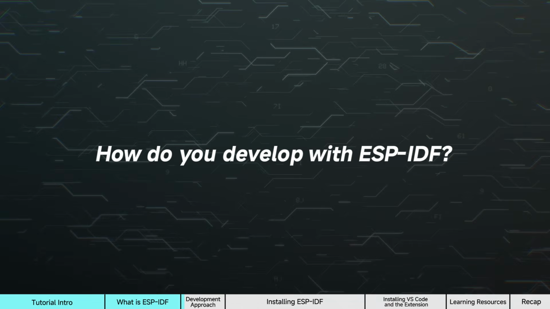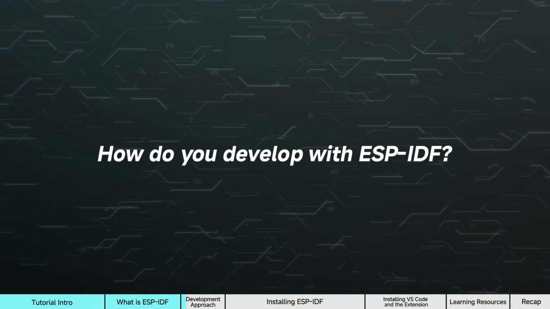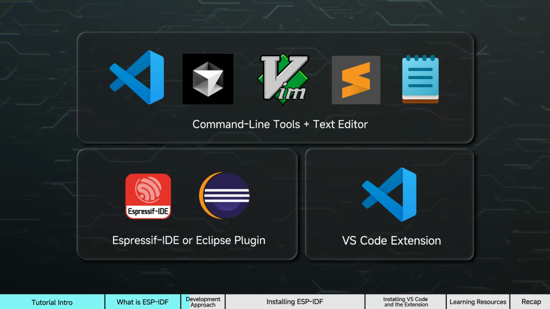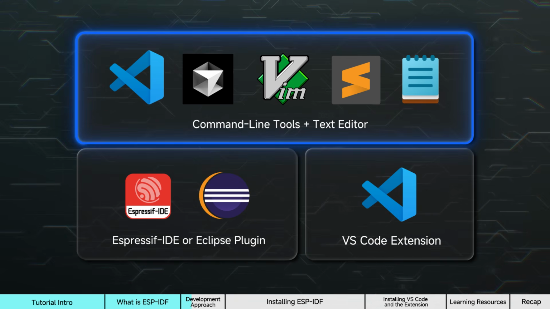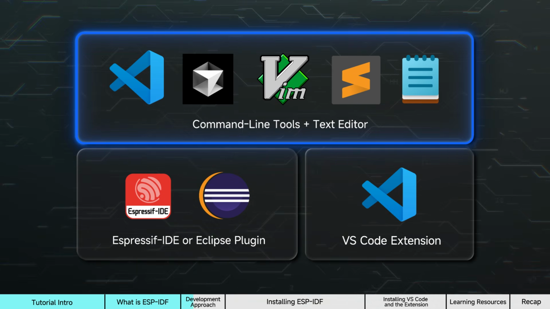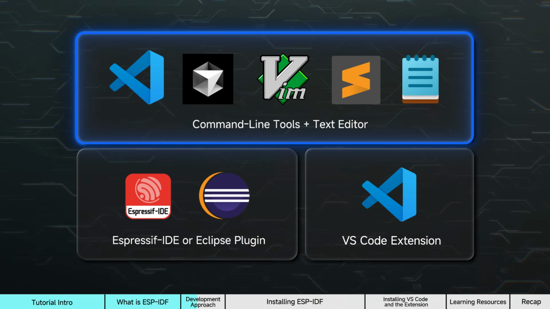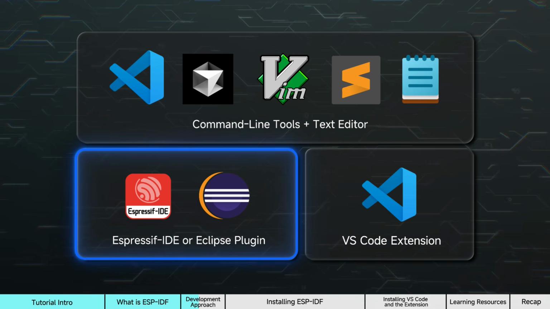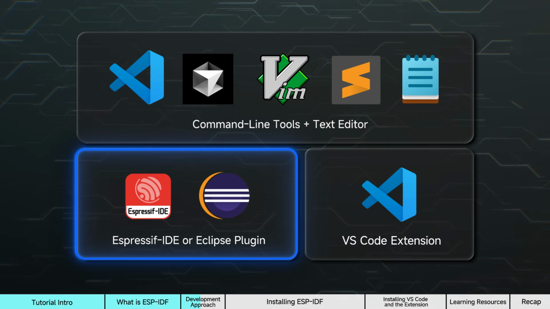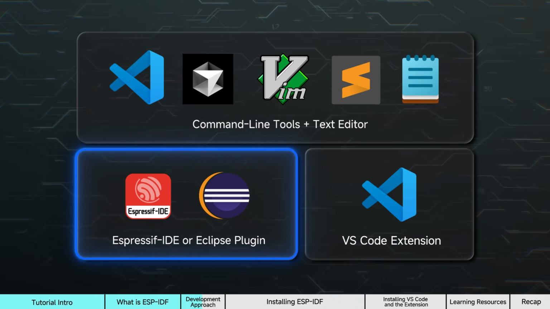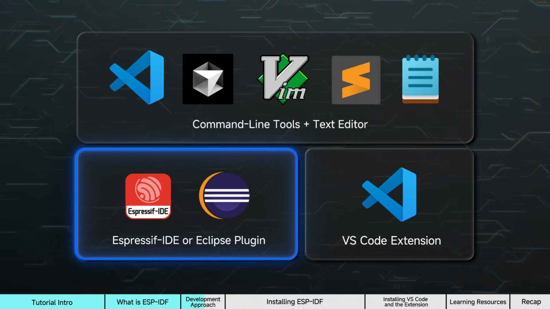So, how do you develop with ESP-IDF? The mainstream approaches include the following: command line plus text editor. Use the idf.py command line tool with any text editor you like. This is the most basic and flexible approach. Eclipse plugin or Espressif IDE. Espressif provides an Eclipse-based plugin and a complete IDE, a good fit for developers already comfortable with Eclipse.